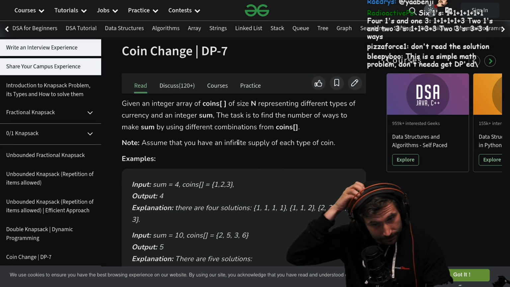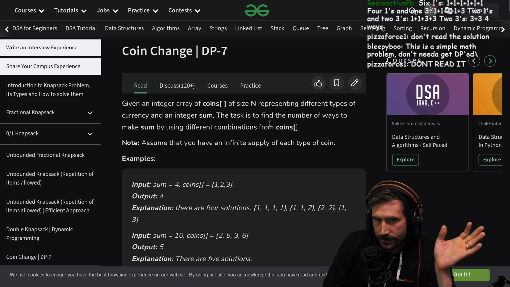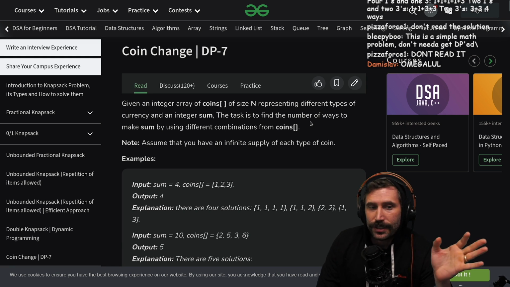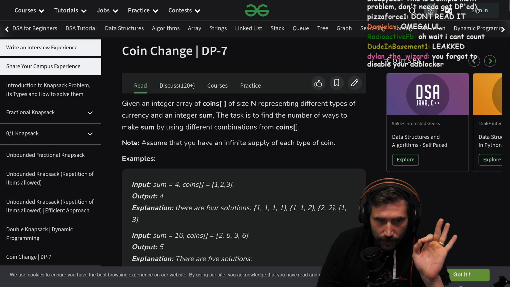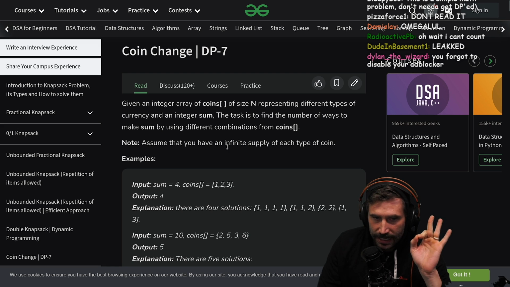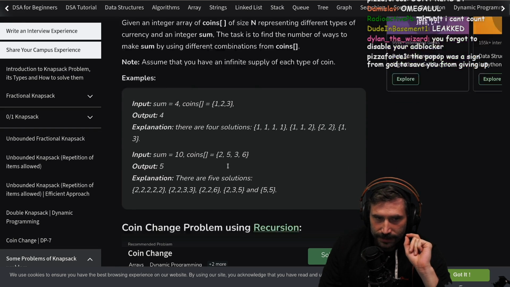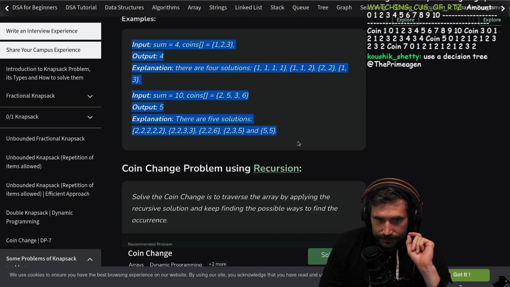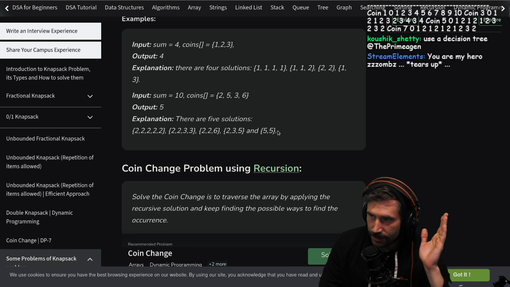All right. Anyways. Given an integer array of coins, a size n representing the different types of currency, and an integer sum, the task is to find the number of ways to make the sum by using different combinations of coins. Note, assume that you have an infinite supply of each coin. Example. Beautiful, right? This is pretty beautiful.